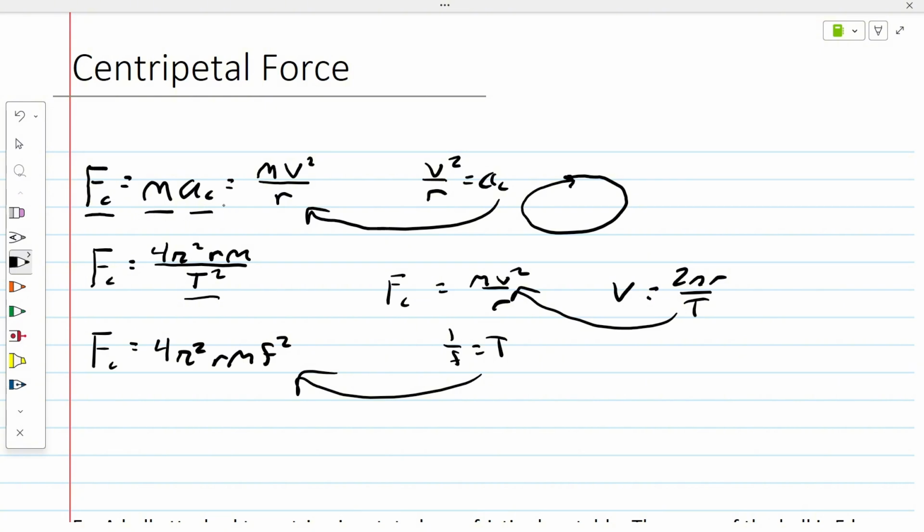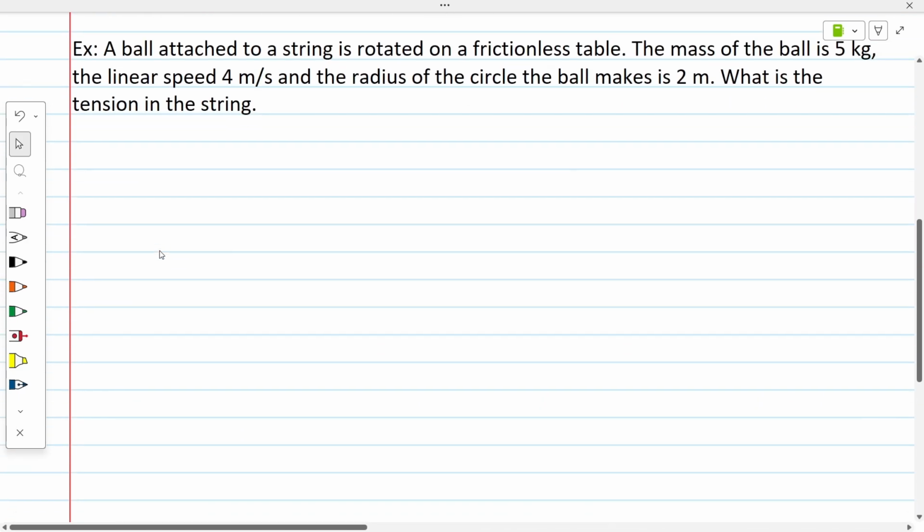Alright, so let's do a simple example to start off here. We have a ball attached to a string that is rotated on a frictionless table. The mass of the ball is 5 kilograms, the linear speed is 4 meters per second, and the radius of the circle that the ball makes is 2 meters. What is the tension in the string?